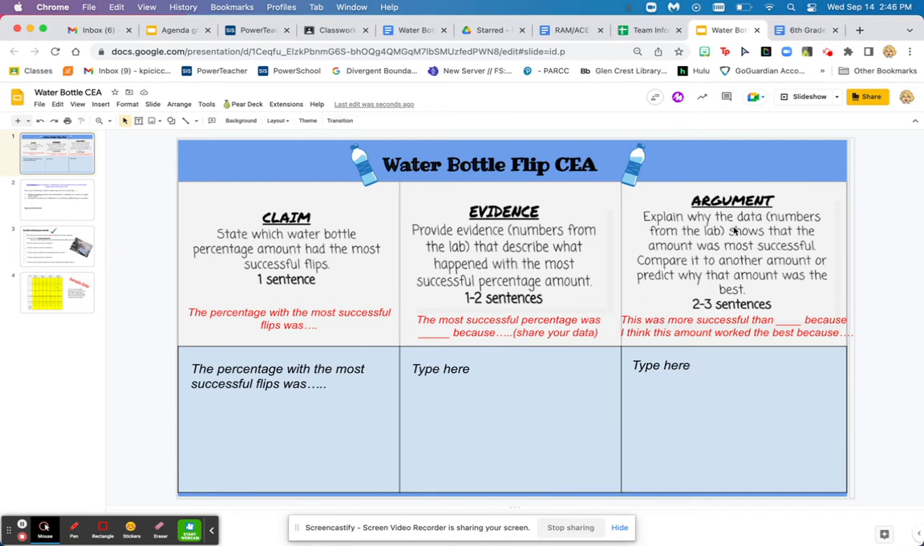The last thing is the argument. The argument is where you explain why the data shows that the amount that you chose was successful. You can either compare it to another amount that wasn't as good, or you can predict why that amount was the best. If you want to do both, you can also. This should be 2 to 3 sentences. Okay? Here's this example. This was more successful than blank because, so maybe you found out 100% was more successful. You would say 100% was more successful.